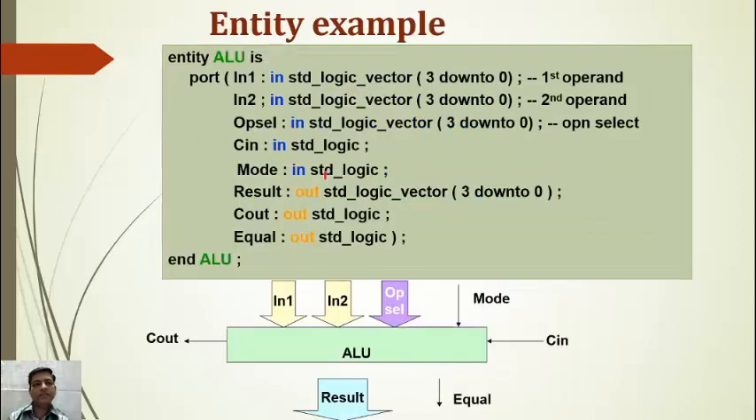Then another example for entity. Here an ALU is defined: a 4-bit input, another 4-bit input, and a 4-bit output.